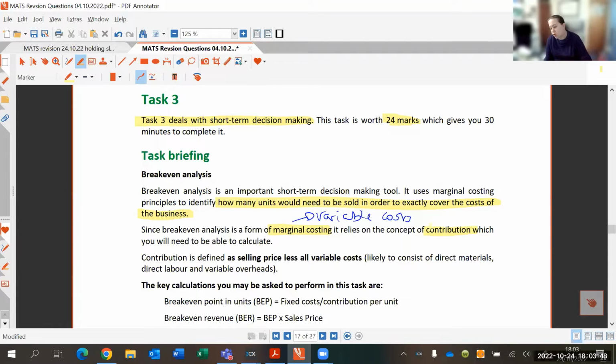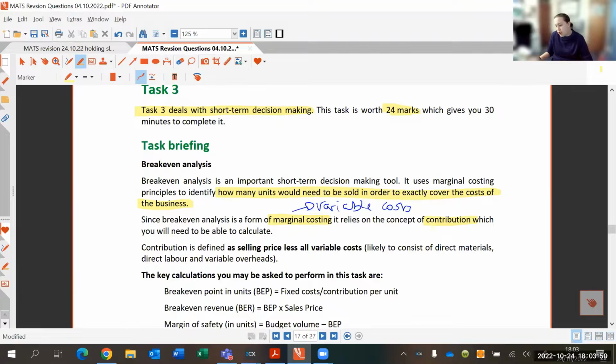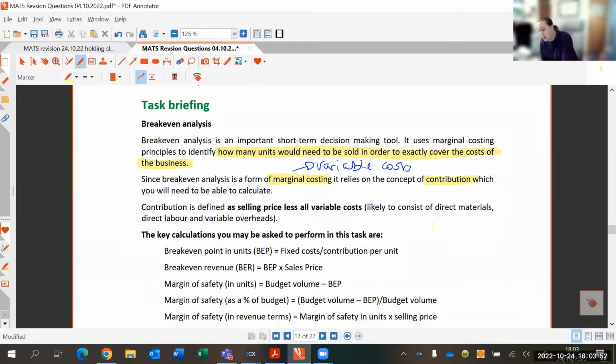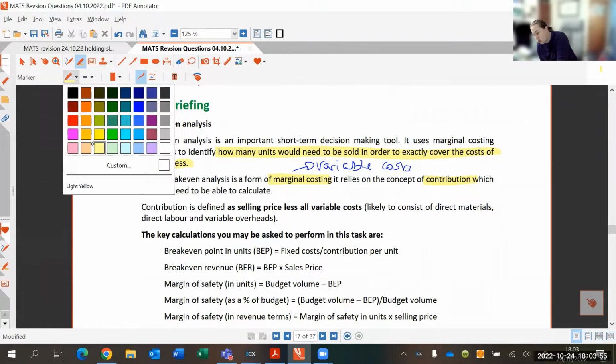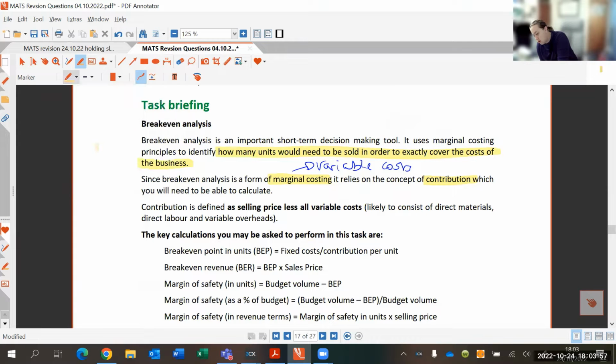So in a nutshell, contribution, as it says here, I want to put it in a different colour just because I think it is worth having a different colour. It's our selling price less all variable costs. So things like direct materials and direct labour, we know that they are variable costs. However, people often see the word overheads and think, oh, overheads are fixed costs. But you do have some variable overheads and you need to factor those in as well if you are given them in a question, which is very likely.